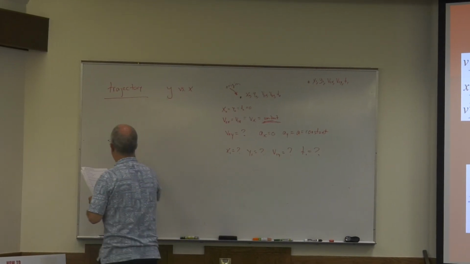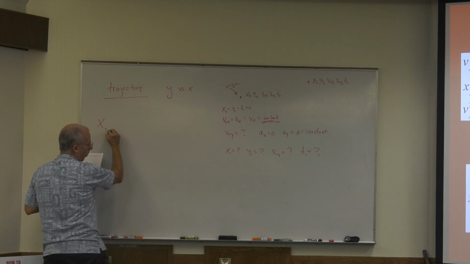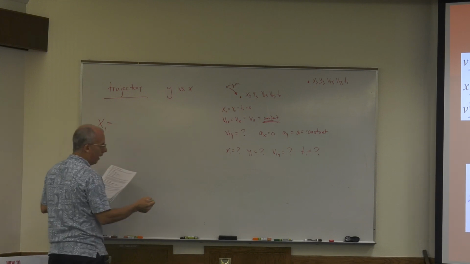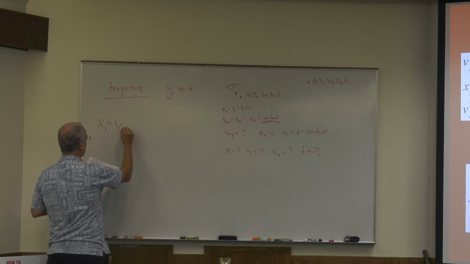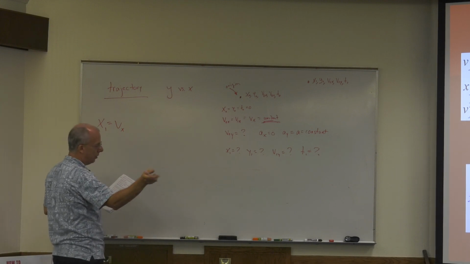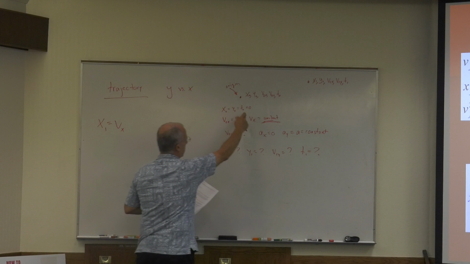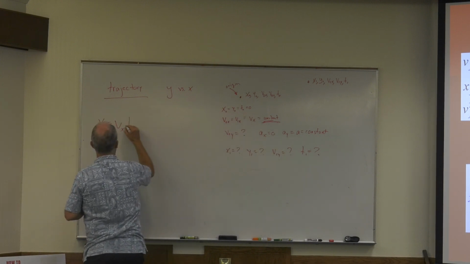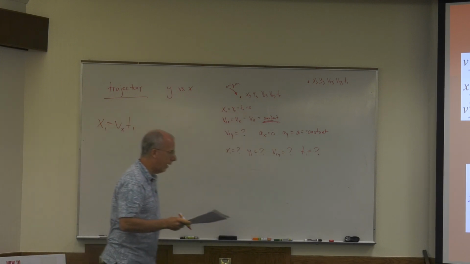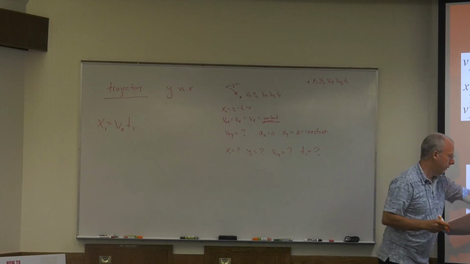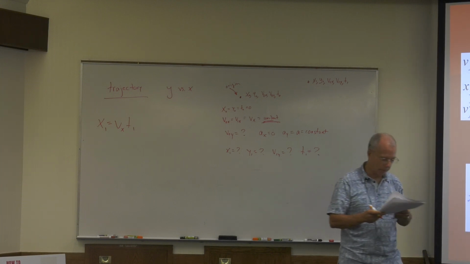So I'm going to have x1, that's my x final. vx is vx, and the x initial is 0. Delta t is t final minus t initial. T initial was 0, so it's just t final, which is t1. Okay, so that's what I get from this.